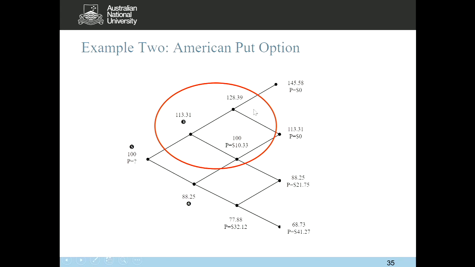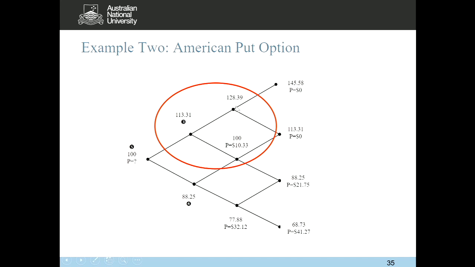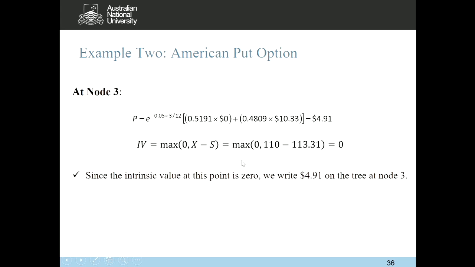Again, we're going to repeat the same thing for this branch. If the share price goes up, we have a payoff of nothing here, right? Because the payoffs are both 0 in the terminal points for this branch. Now, if the share price goes down, we have a payoff of $10.33. That's the value we discounted back from the terminal point. And we discounted back 3 months. We get the discounted value is $4.91.